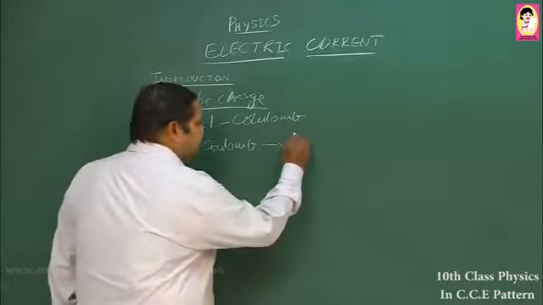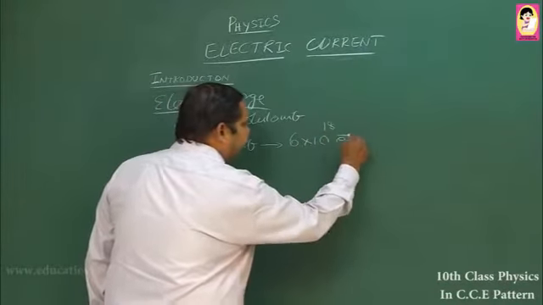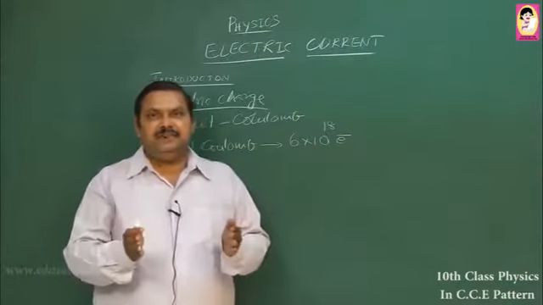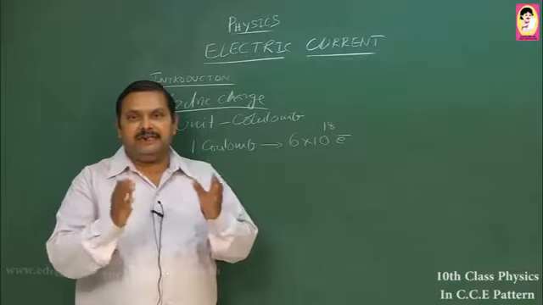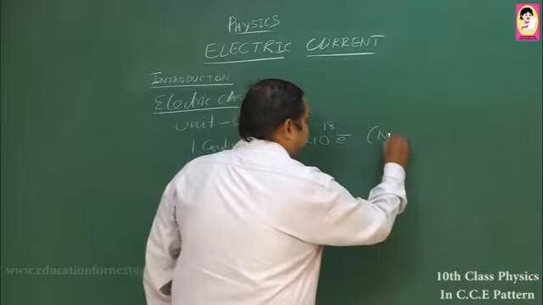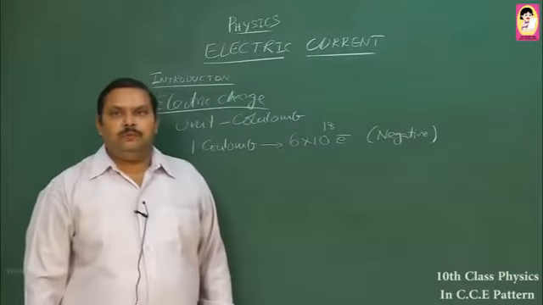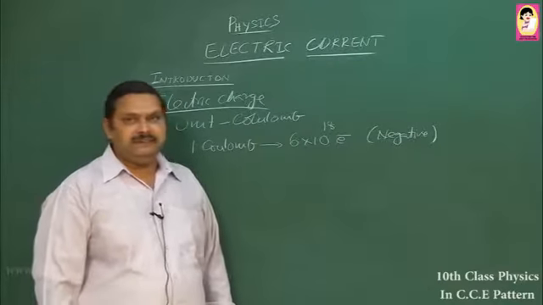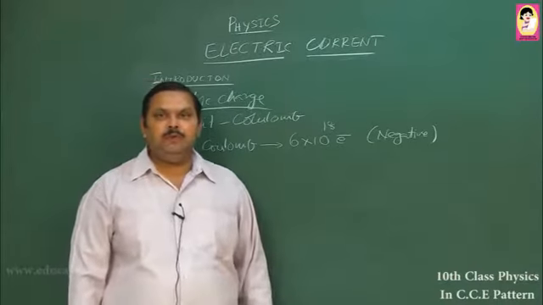When 6 times 10 to the power of 18 electrons are placed at one place, whatever the total amount of negative charge present on that number of electrons is taken as 1 coulomb of negative charge. So, 1 coulomb of electric charge means the total amount of negative charge present on 6 into 10 to the power of 18 electrons.